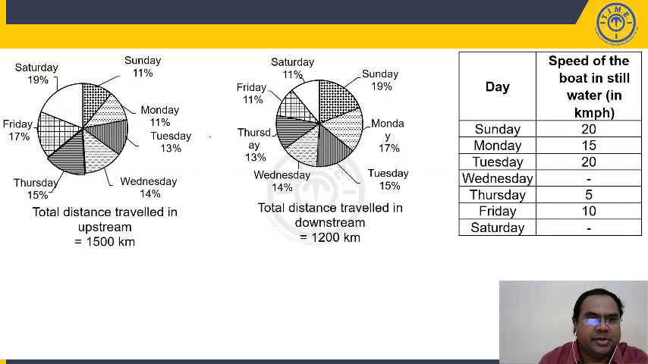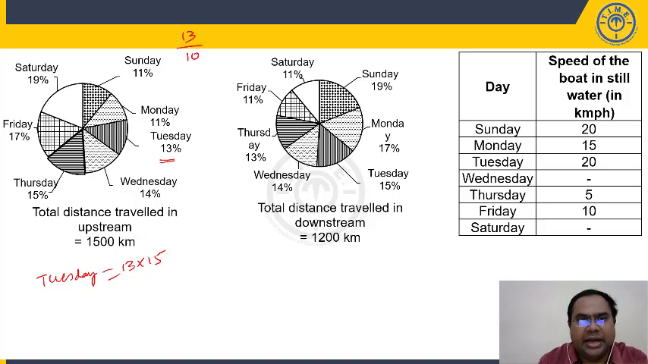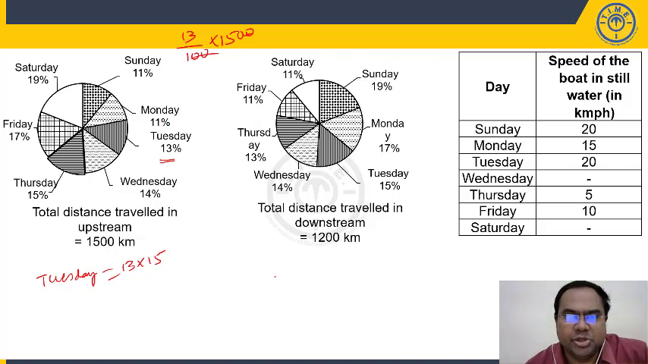Okay, let me see here. Upstream distance traveled on Tuesday. Just see here students, one more point I would like to add. This is 13%. So, Tuesday distance traveled is 13 into 15. Because 13 percent would be 13 upon 100 into 1500, right? Anyway, zeros will get cancelled. So everything, if it is Monday, it is 11 into 15. Percentage means by 100 will be there, so zeros will get cancelled, right?